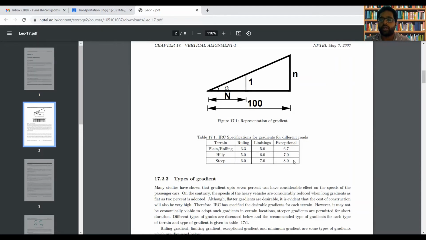Now your question will be, what is meant by ruling gradient? What is limiting gradient? And what is exceptional gradient? We are going to see. Ruling, limiting, and exceptional. Now, let us see the types of gradients.